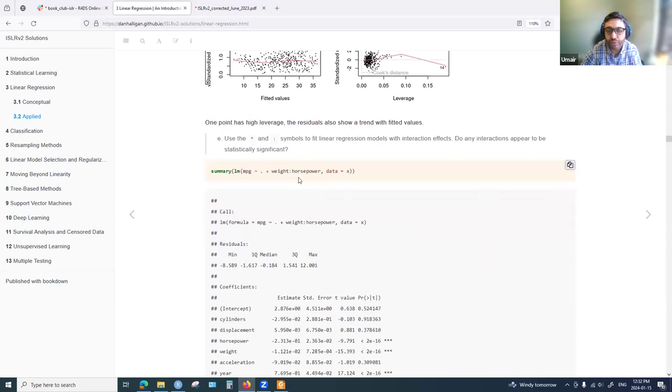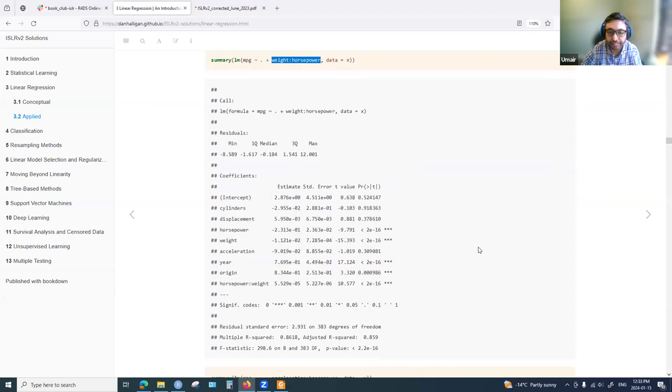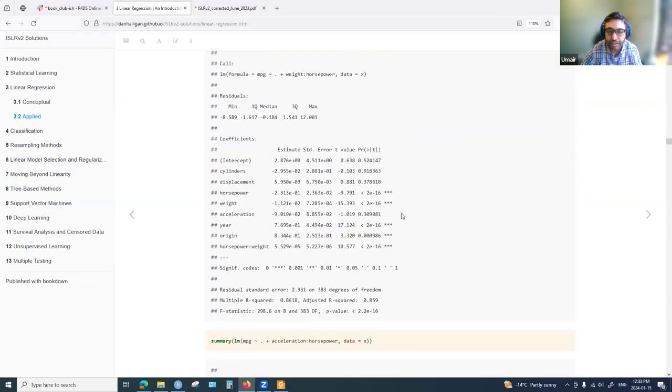Next is to include interaction effects. The syntax for that is to use colon, or we can also use star. Here we are including all the variables as before, but we are adding an interaction effect between weight and horsepower. Based on that, we get a different model. If we focus on this interaction effect, we see that it is indeed significant.